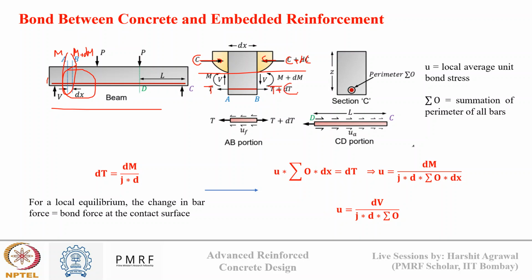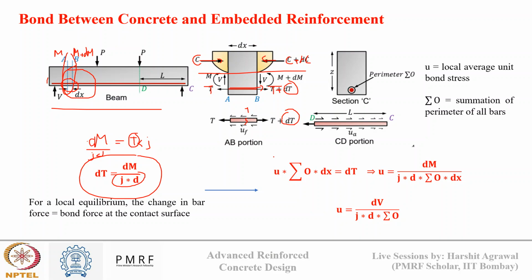Now this additional dT force will generate a kind of pull on the rebar. To resist this pull in this small section, there is bond stress developed between steel and concrete, which will try to resist this additional force dT. So we can write dT as dM upon j times d. We know what M is: M is nothing but force times the lever arm distance, and that lever arm distance we can write as j times d. So this additional force dT we can write as dM upon j times d.